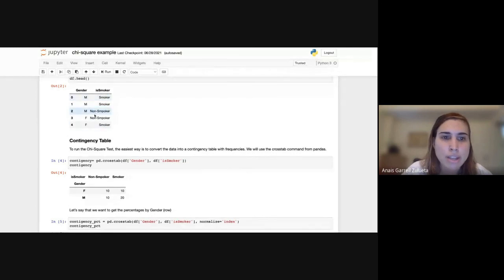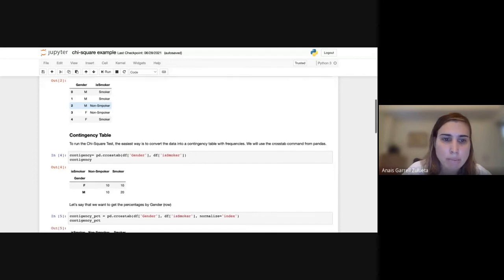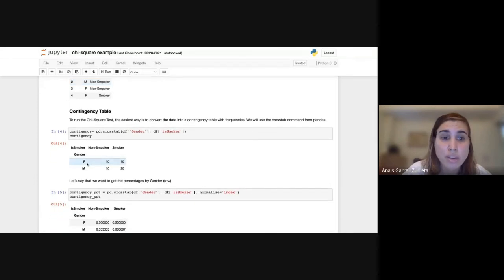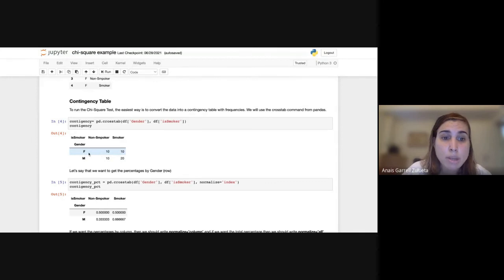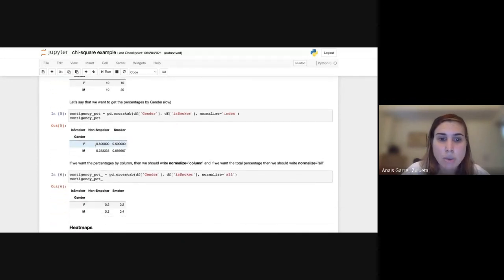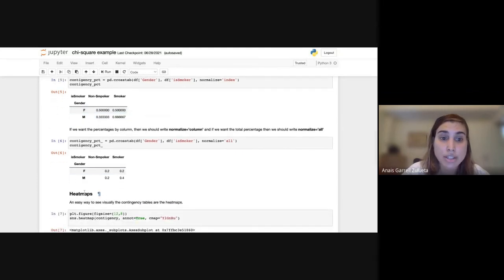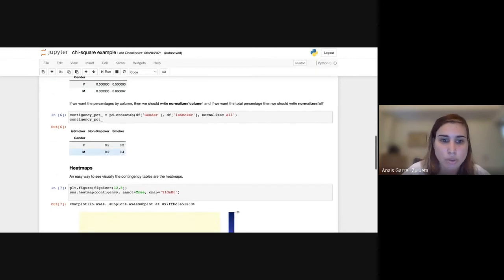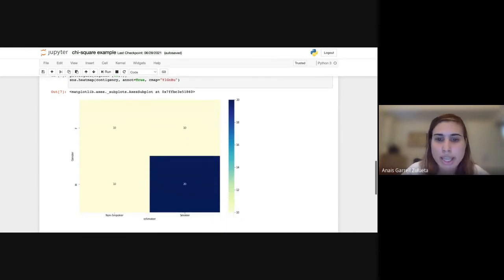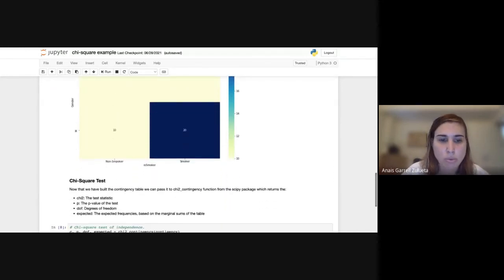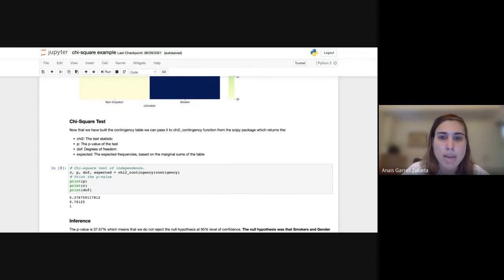For the chi-square example, we create this contingency table. Here we can see that we have 10 women that are non-smokers, 10 men that are non-smokers, 10 women that are smokers, and 20 men that are smokers. We can see it with the percentages as well, or we can normalize this table. I will upload this code if you want it. We can plot the heat map. We can do a lot of things with Python, as you may know.